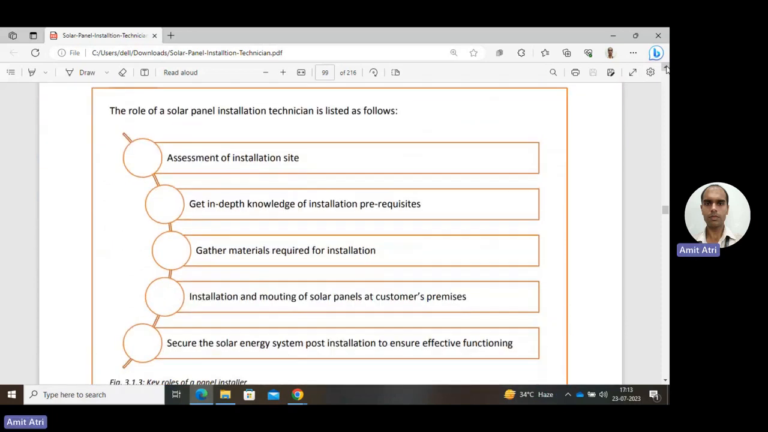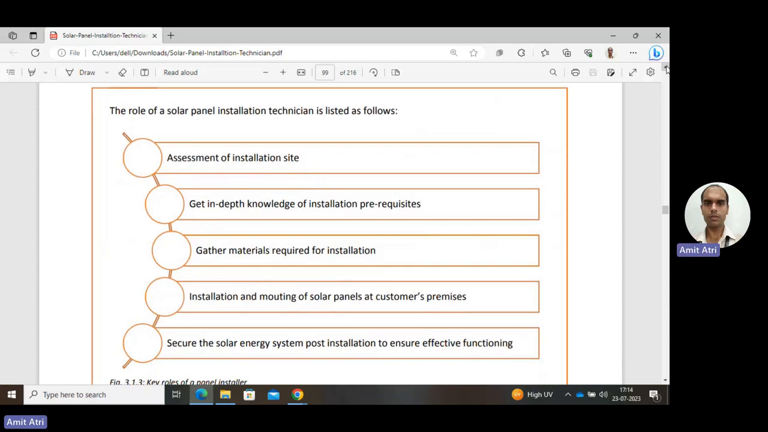The complete procedure, the role of the solar panel installation technician, is shown here. The first one is assessment of the installation site. He should completely assess where the panels are to be installed. The site should be proper, with a sufficient amount of sunlight available there. The next role is to get in-depth knowledge of installation prerequisites. Whatever has to be done prior to installation should be completely known by the installer.